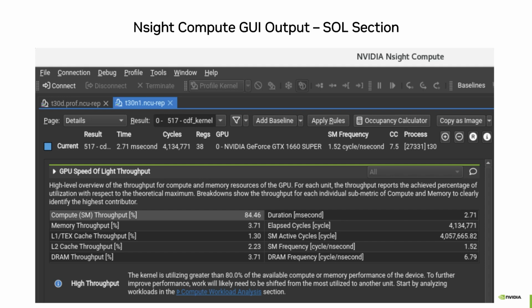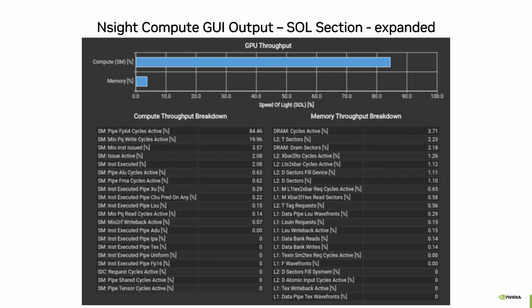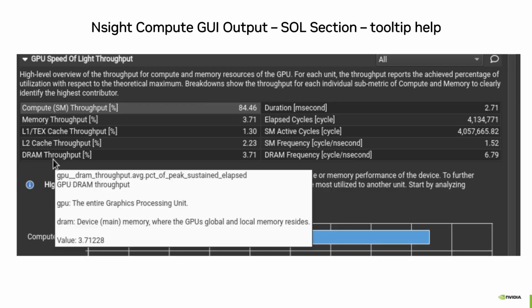In the GUI version, there is more information available for this report section. We can expand the section by clicking on the triangle button to the left of the section title to reveal additional information available for this report section. In addition, we can get additional information about a measurement or metric by hovering the mouse over the metric as we see here. In this case, we can see that the DRAM throughput metric refers to measuring traffic between the GPU itself and the DRAM attached to the GPU, and the measurement is expressed as a percentage of peak achievable.